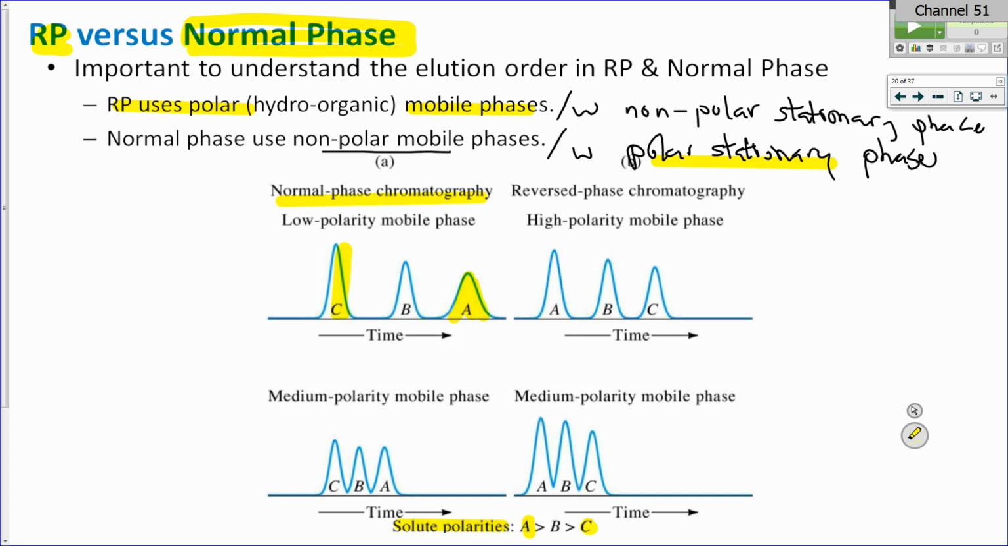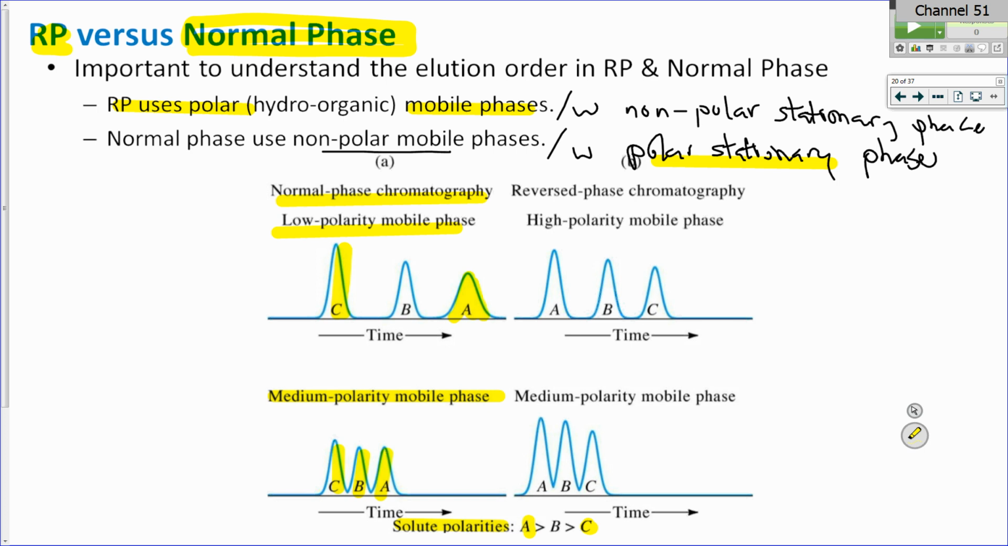So as I start with something that's a highly nonpolar solvent, like hexane, I get high retention. And if I want to get a stronger solvent, I can add something like a few percent methanol to that, and now that's going to drive everything off the column quicker. It's still the same retention order, they just elute quicker.